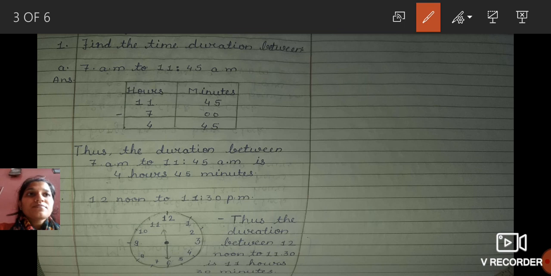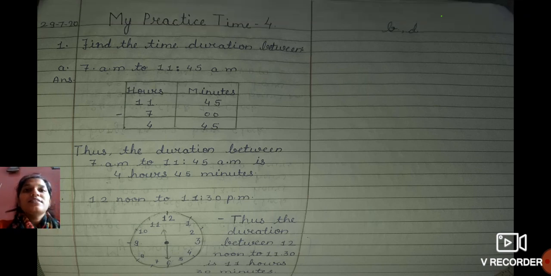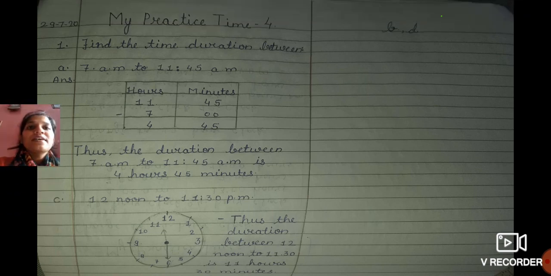Okay, now students, next question we are going to see, that is C1. So here you can see that there are 4 examples, A, B, C, D, but for CW we are going to solve A and C, and for homework you are going to solve B and D.